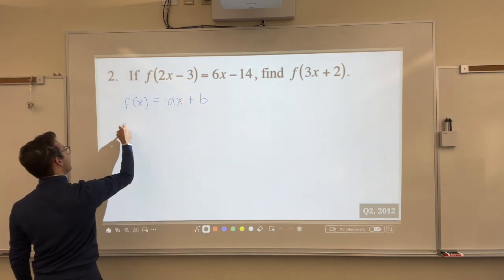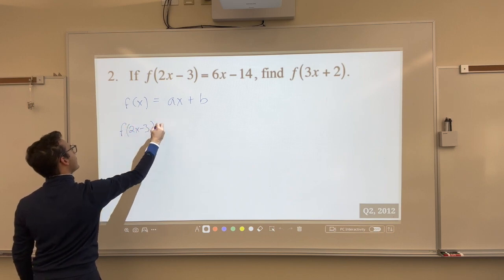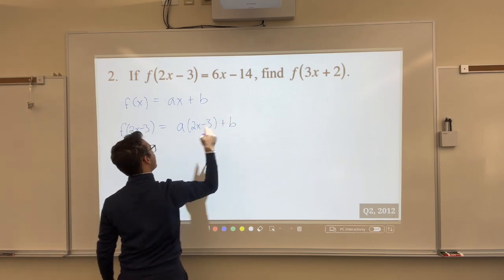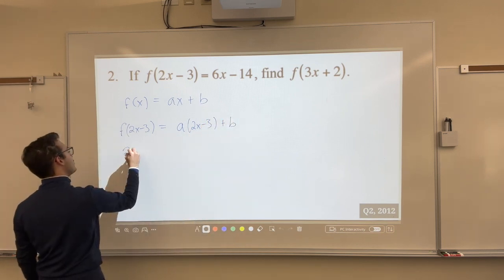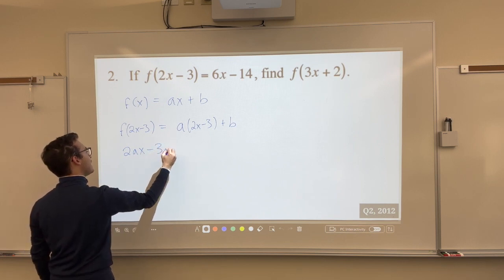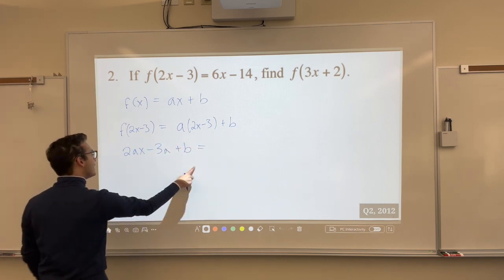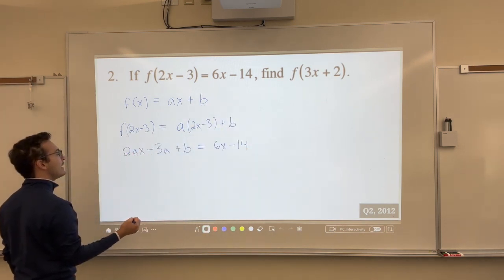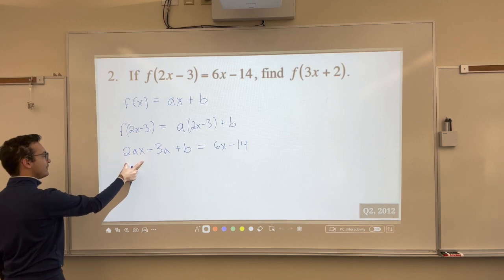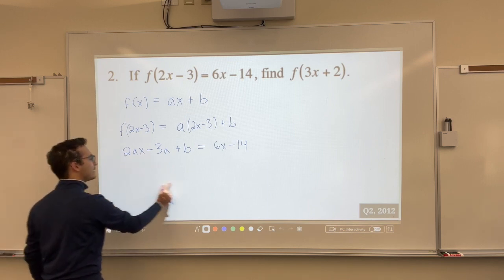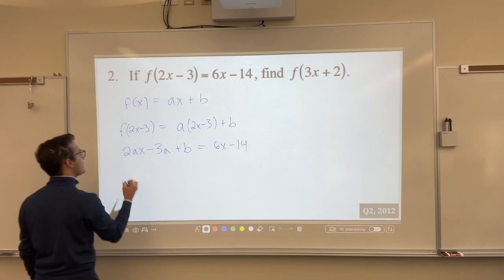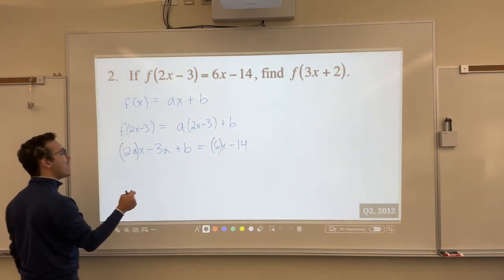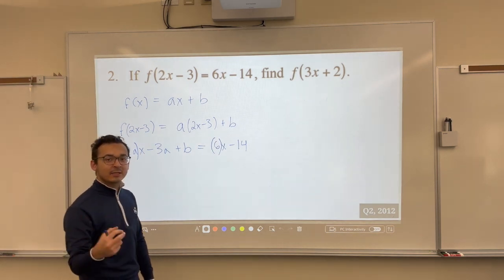So let's do f of 2x minus 3. So we end up getting a of 2x minus 3 plus b. Let's distribute the a, so we get 2ax minus 3a plus b, and that would be equal to 6x minus 14. So from that point, we need to solve for a and b. Well, let's take a look at this x term. There's only one x term over here, and there's only one x term over here. So we could say that 2a has to equal 6. And if 2a has to equal 6, then a equals 3.